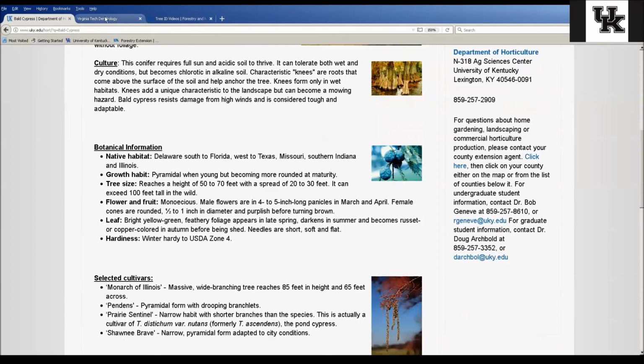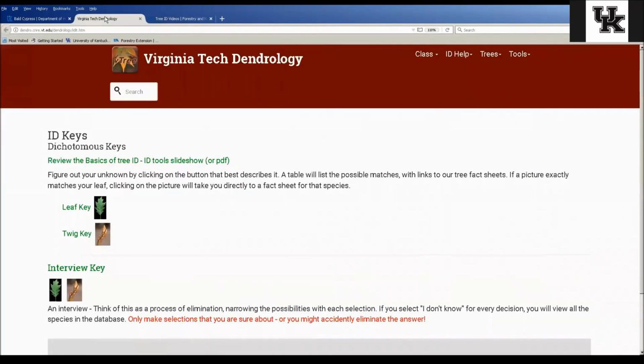Okay, the second one I wanted to show you is the Virginia Tech Dendrology tree keys, and these are online tree keys. For these, you'd need to take a picture of your example or the tree you're trying to figure out. Make sure you include the branching pattern in that. Then, if it's a leaf, you'd come to the leaf key and go through the key just like we did with our tree finder book, except these are photographs. If you get real good at it, you can do it with the twig key as well. But again, you'd be taking pictures or bringing samples in for this one.